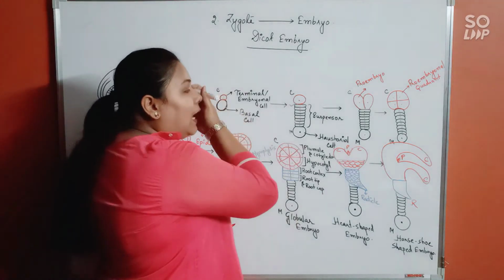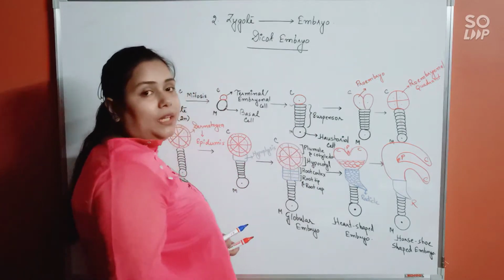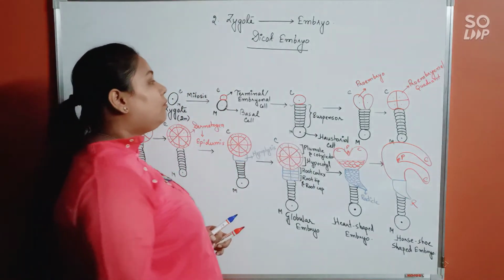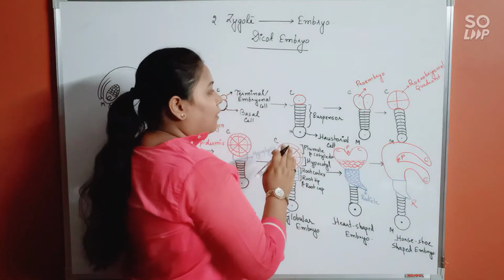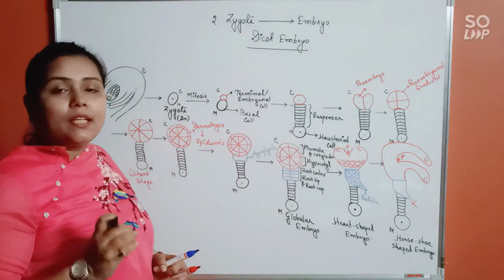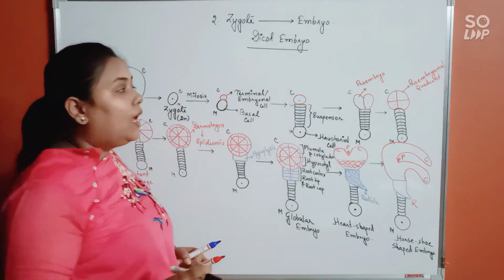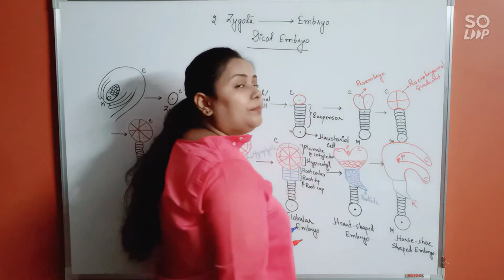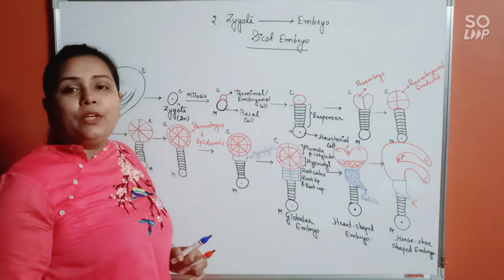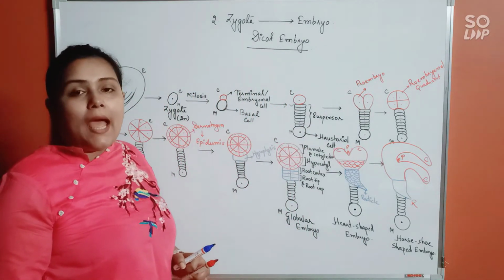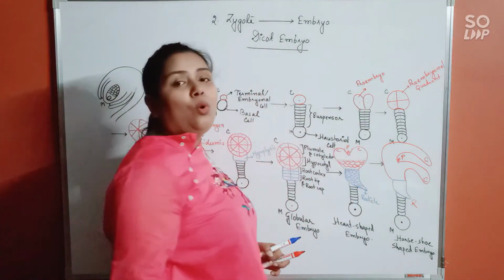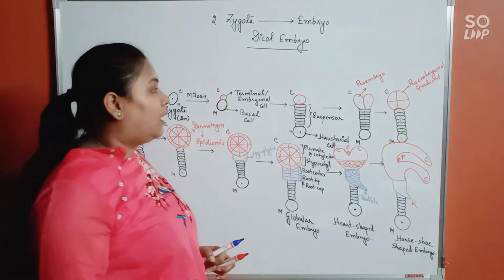Okay. Now, let's see what will happen in the embryonal cell. In the embryonal cell, the first division that takes place is a longitudinal division giving rise to two cells. So these two cells will be known as the proembryo, and this is the two-celled proembryo that has been formed.